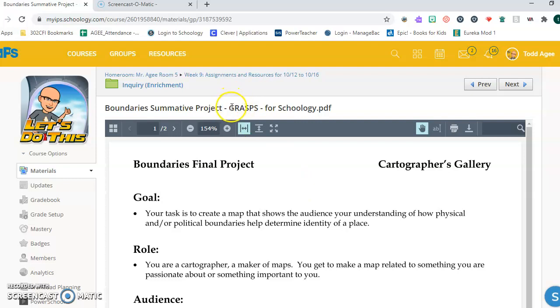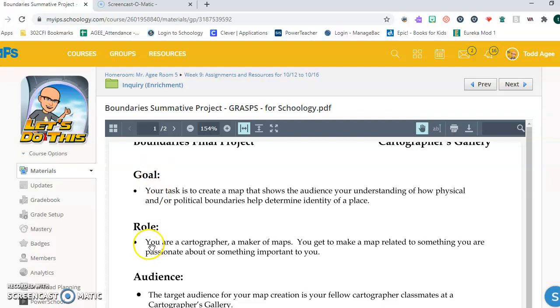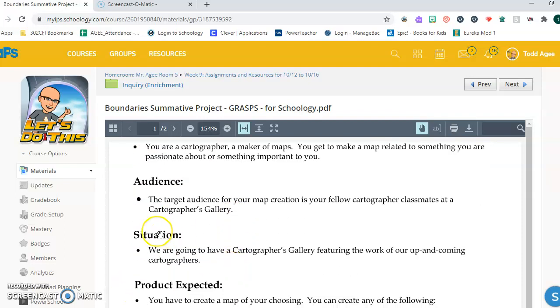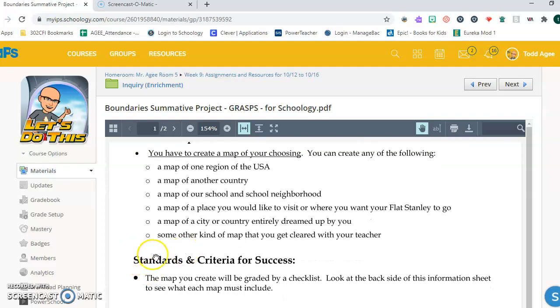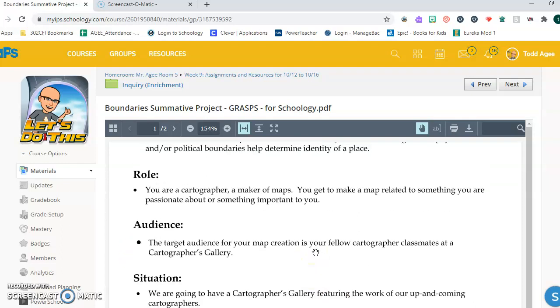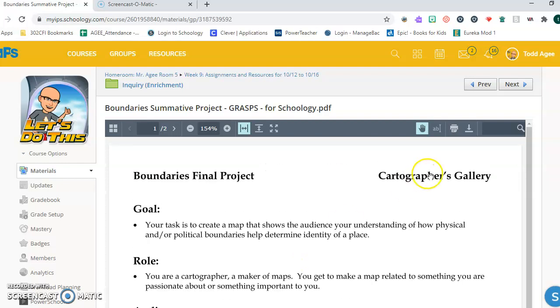We've got this acronym GRASPS that the teachers use, and it stands for the goal, the role, the audience, the situation, the product expected, and how do you know if you're doing well, the standards and criteria for success. So that's how we organize telling you about the project. The project's called a cartographer's gallery. That's a map maker's gallery.